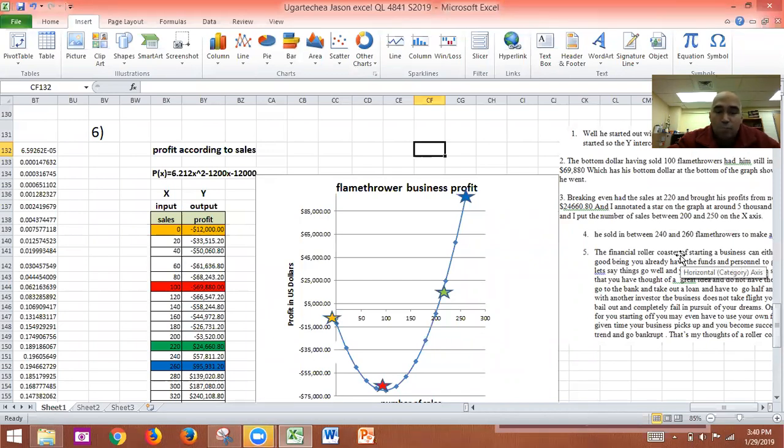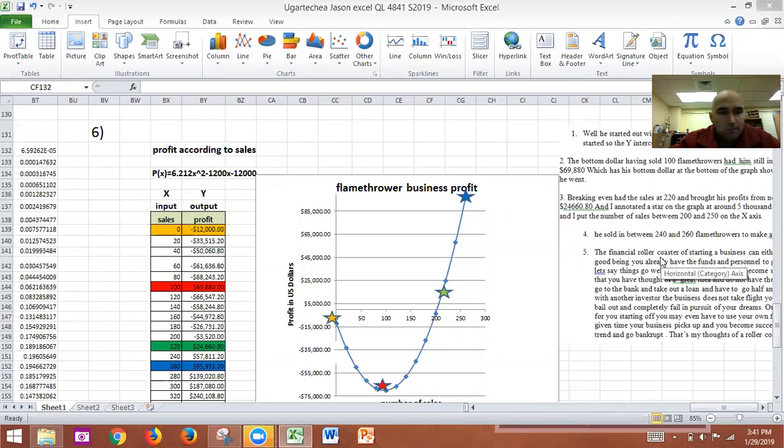So the y-intercept represents his output, right? The bottom dollar, having sold 100 flamethrowers, had him still in the negative around $69,000, $69,880 to be exact. And then on the graph here, you'll see that I also have it where it's breaking even, where he literally came out of debt. He had sales at 220, and that brought his profits from the negative to the positive of $24,660.80.